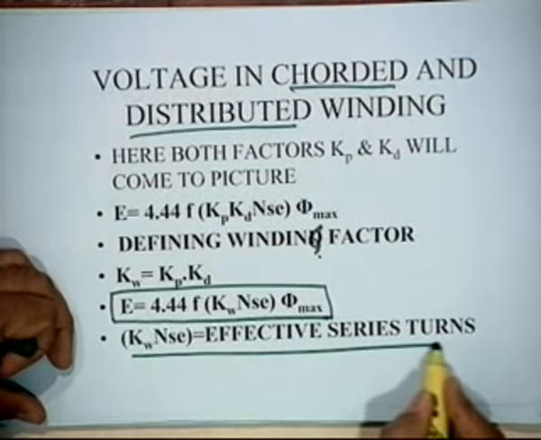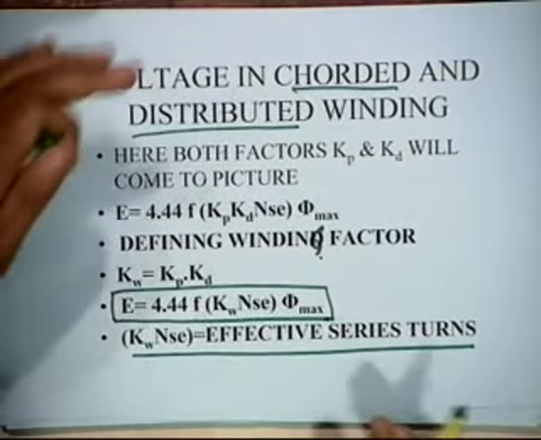So, with this, today we have understood the voltage generation in a 3-phase synchronous generator with concentrated, distributed and short chorded machines, and next we will take up further the voltage generation in the next lecture.